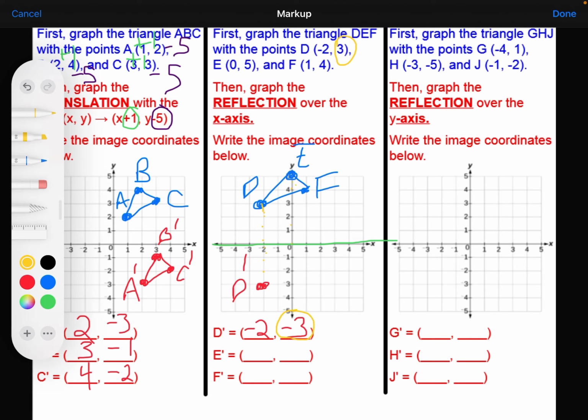All right, instead of 5 above, I'll make point E prime 5 below, which means it's at negative 5 instead of positive 5. And point F, 4 spaces above the green x-axis, so I go 4 spaces below, which would make it at negative 4. Notice all of my x numbers are the same, and all my y numbers have flipped.